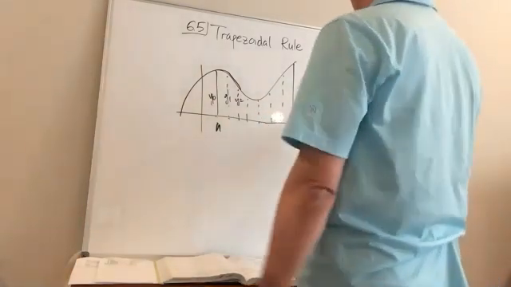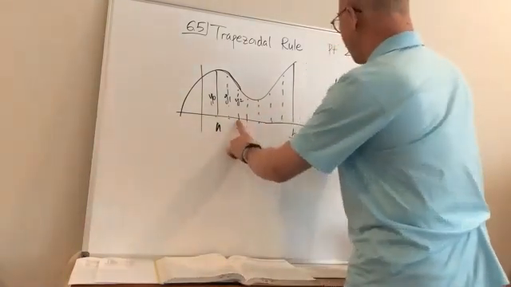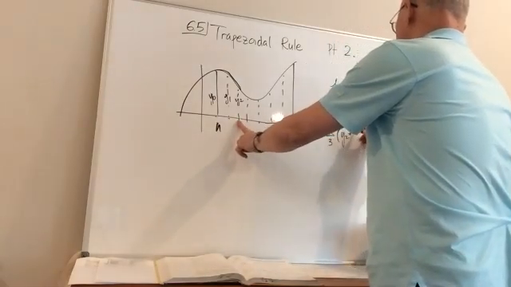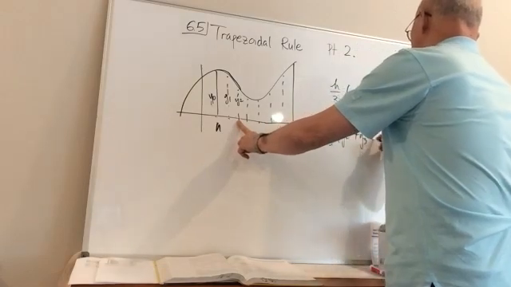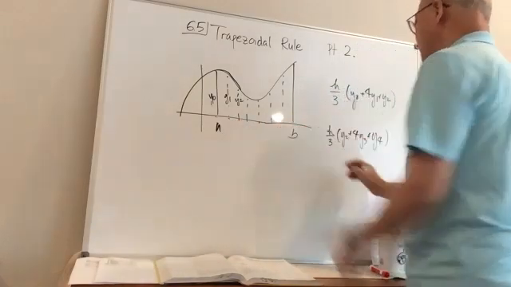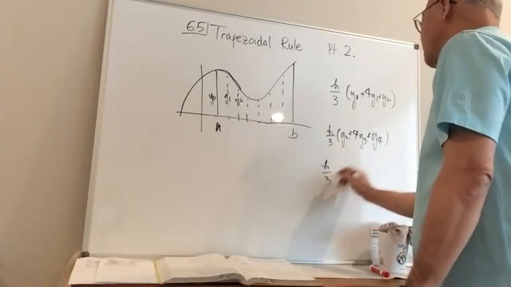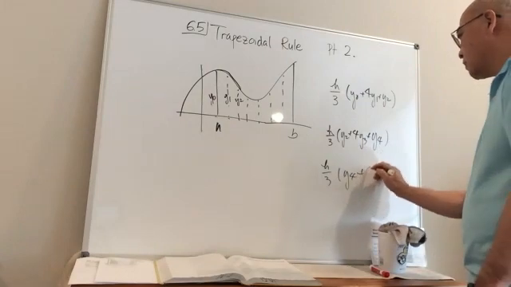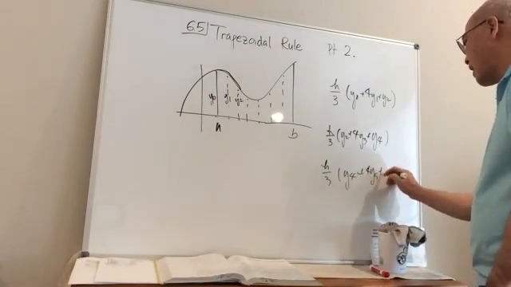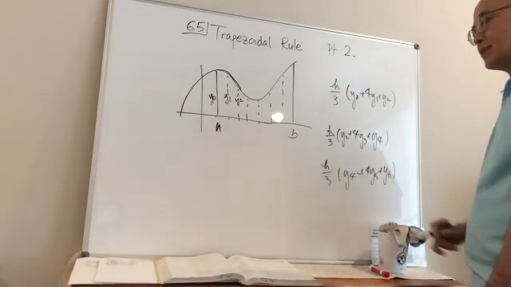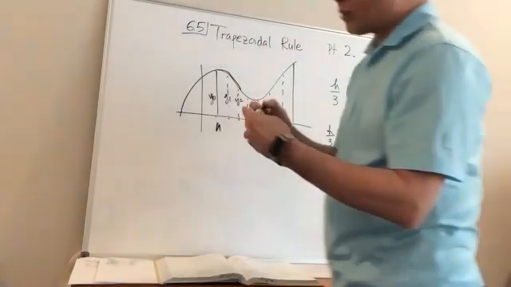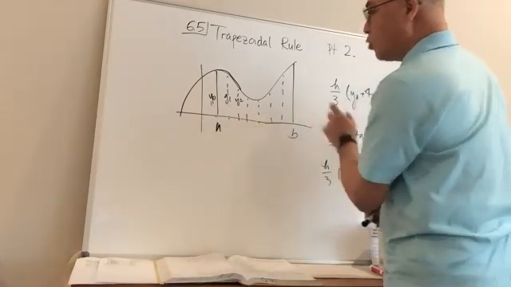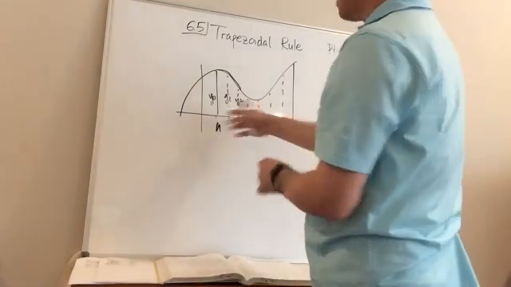Okay? So the next one is going to be what? It's going to be y2 plus 4y3 plus y4. The next one is going to be y4, the one you ended with over here, plus 4y5 plus y6. So essentially what it does is it requires you to have an even number of strips here.